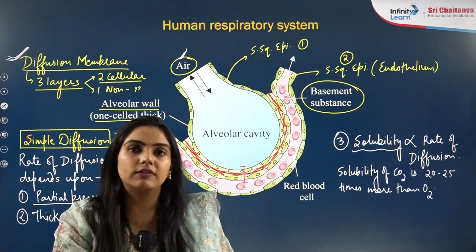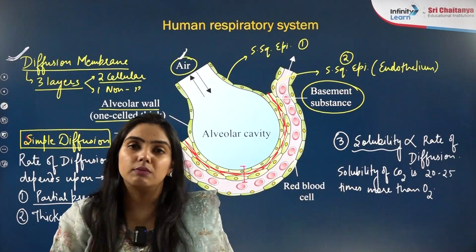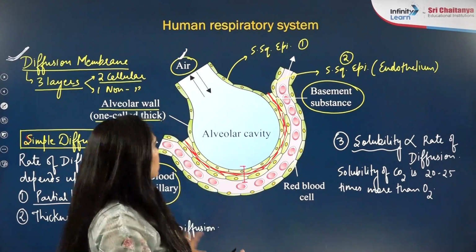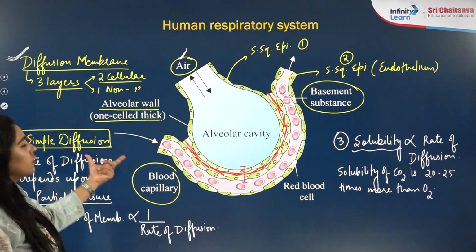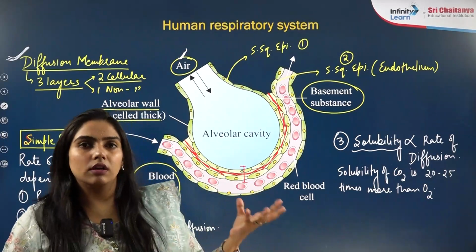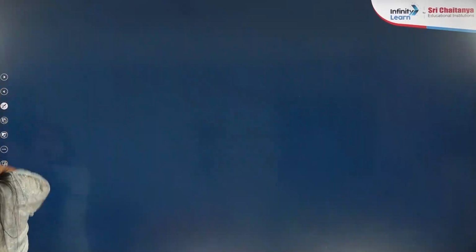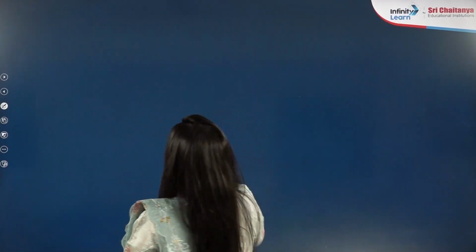If the solubility of that gas is less, then the rate of diffusion of that gas will be less, right? So, this is all about how diffusion will occur, and the rate of diffusion will depend upon how many factors? Three factors, and we have discussed these three factors. Now, I will tell you at two levels the exchange of gases will take place. What are these two levels?